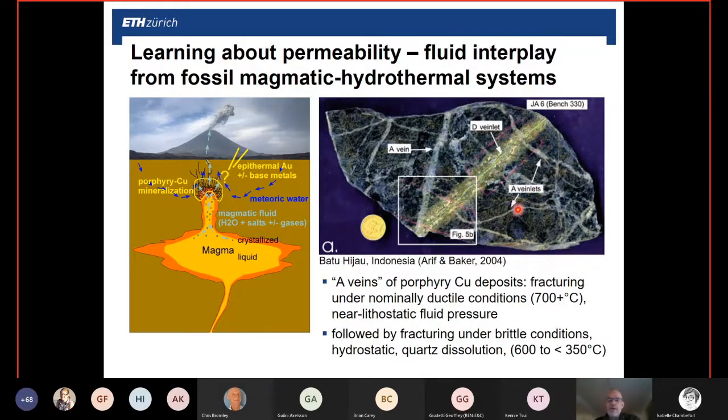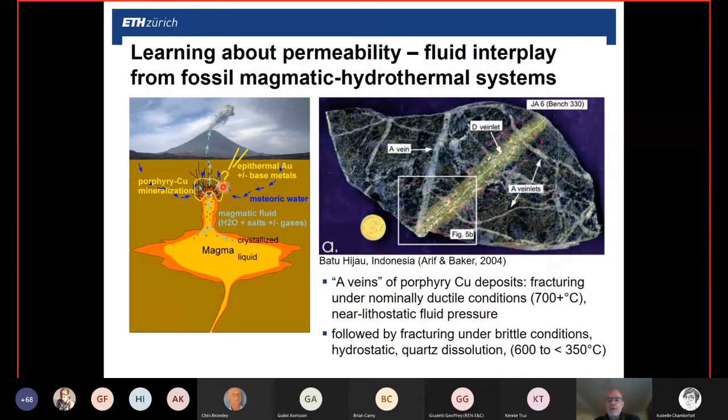Now, these are called A veins, A for the earliest ones. And the idea is they form when the rock is nominally ductile, but fluid pressure can actually break even a ductile rock. So these are forming at near magmatic temperatures, 600 or even 700 degrees.